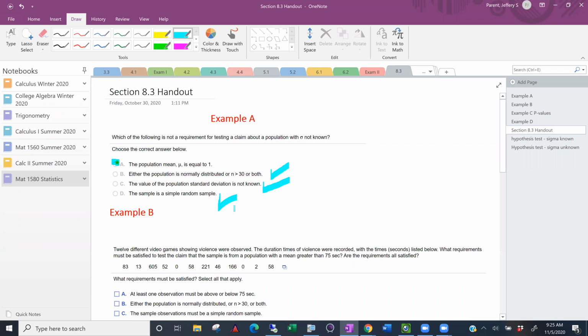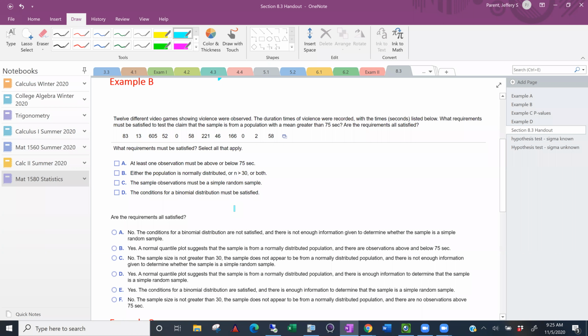Now, let's move down to example B. 12 different video games showing violence were observed. The duration times of violence were recorded with times in seconds listed below. What requirements must be satisfied to test a claim that the sample is from a population with a mean greater than 75 seconds? Are the requirements satisfied?